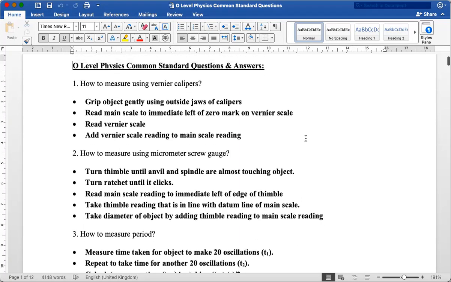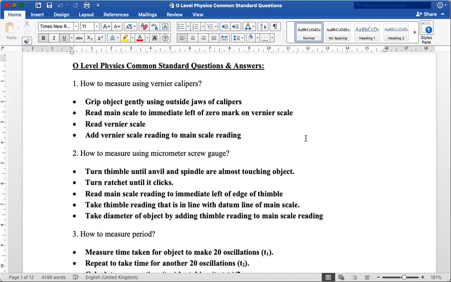Now, the GCE O-Level Physics 2022 will be conducted in 2 weeks' time. So it will be a good time to do a simple summary of the standard questions that may appear in this year's paper. Question 1, how to measure using vernier caliper?